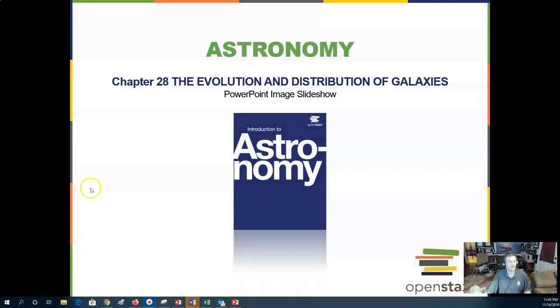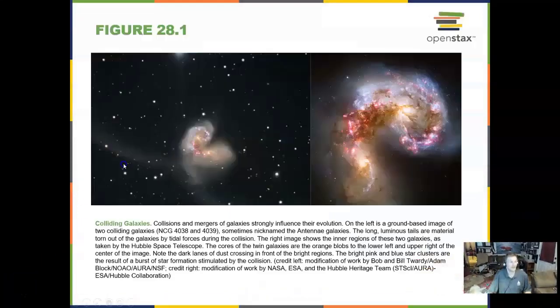Hello again, this is Professor Jim Caffey, and today we are going to do Chapter 28 in the OpenStax free astronomy textbook. Chapter 28 is on the evolution and distribution of galaxies. What I want to do here is to show you a bunch of really beautiful, neat images we have of deep space and talk a little bit about that. So, with that, let's get started on Chapter 28.